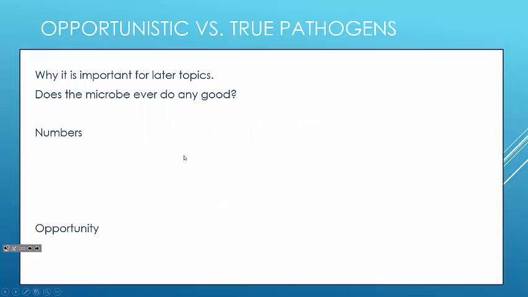So let's talk about the difference between opportunistic versus true pathogens. Why is this important to later topics? The difference between an opportunistic and a true pathogen is very important in understanding the microbiome. And it's confusing. Don't feel bad if you don't have it down yet, because the scientists are still figuring it out too. There used to be no question about whether something was a pathogen or not.